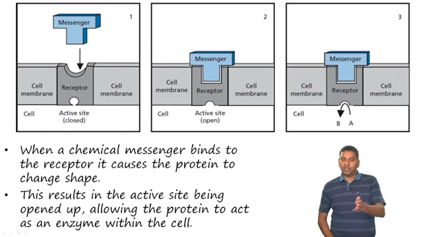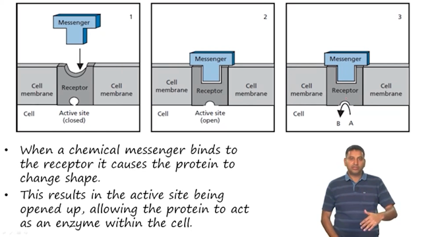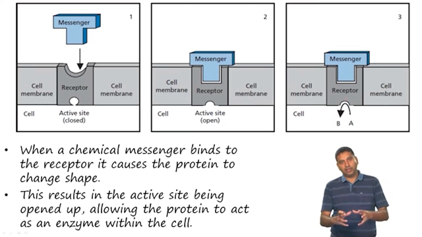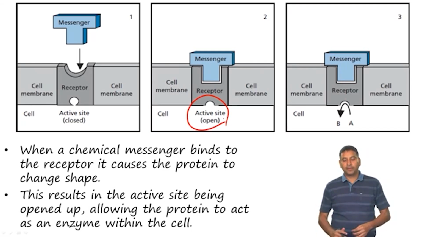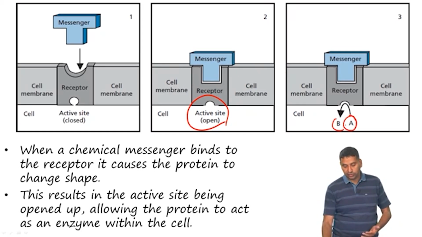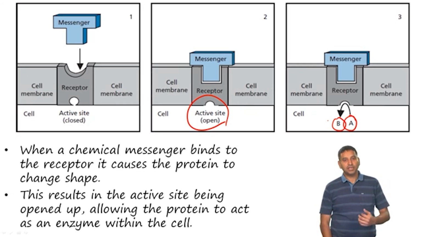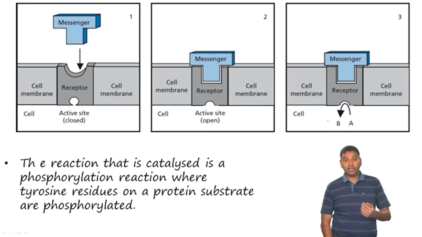Again, very similar to the other receptor ligand interactions, once the messenger binds to the receptor, it causes the protein to undergo a change in shape, and once this change in shape happens, the active site which was previously closed is now opened up. This is an enzyme active site, and therefore, it can catalyze a reaction, A goes to B. The reaction that is catalyzed here is a phosphorylation reaction, where a tyrosine residue on a protein substrate is phosphorylated.